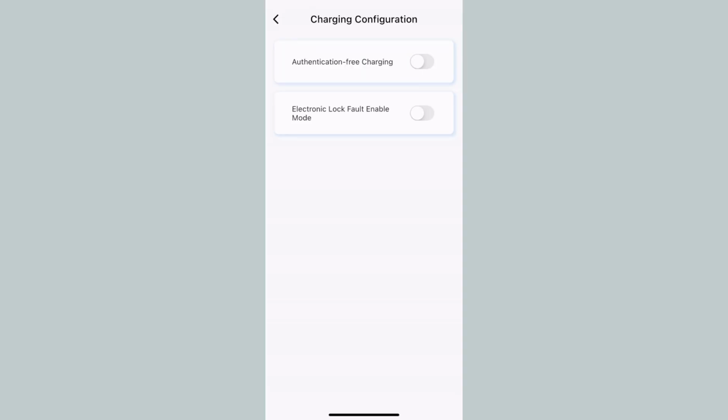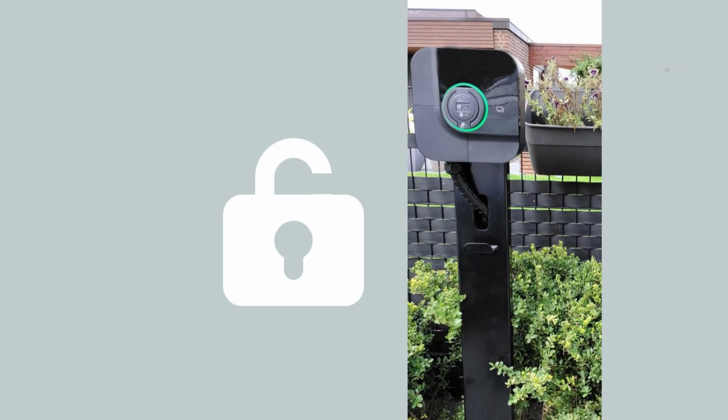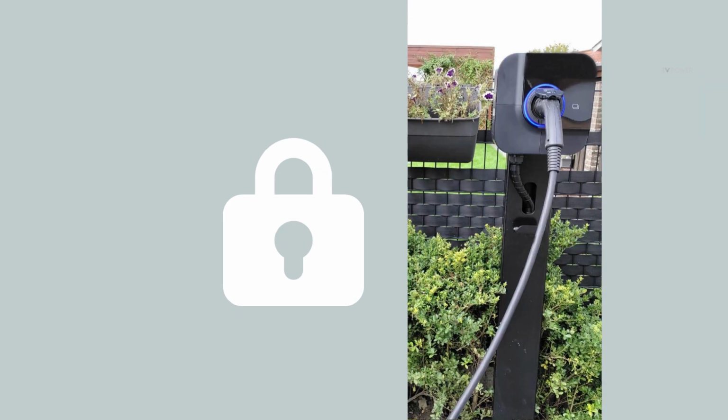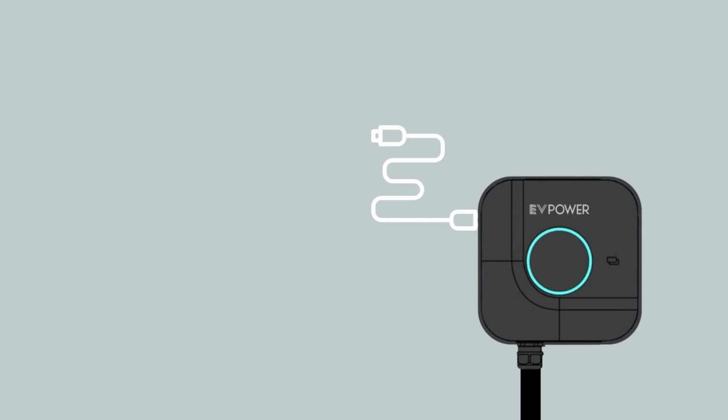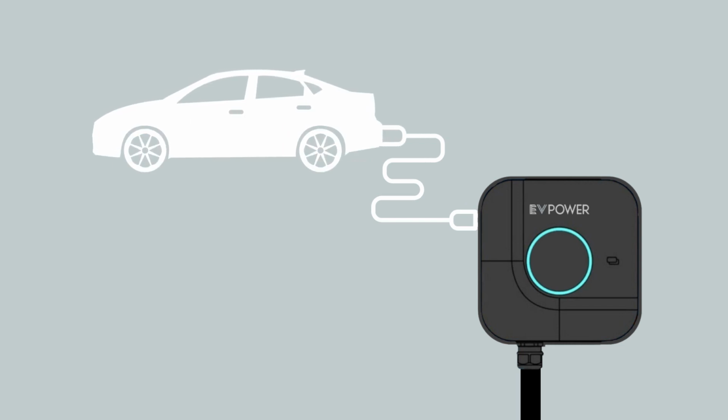The next option is electronic lock fault enable mode. In untethered Ecolink wall chargers, the cable will automatically lock when you plug your cable into the socket. If there is a fault and the electronic lock stops working, this option means that you can choose if you still want the EV wall charger to continue without the charging lock on.